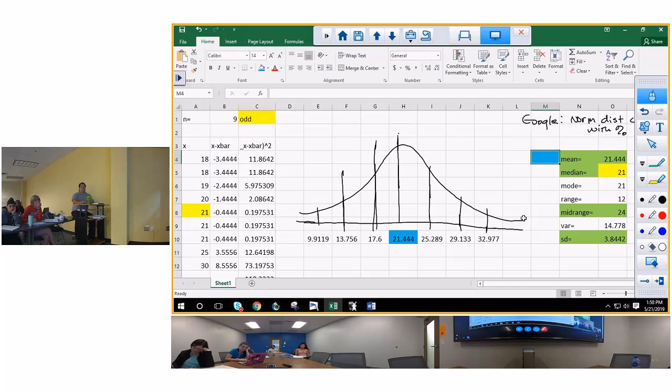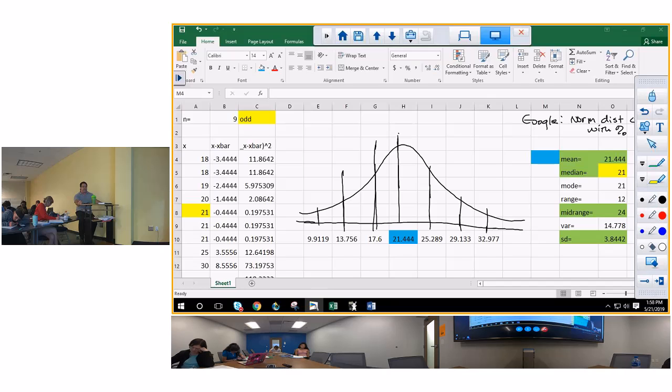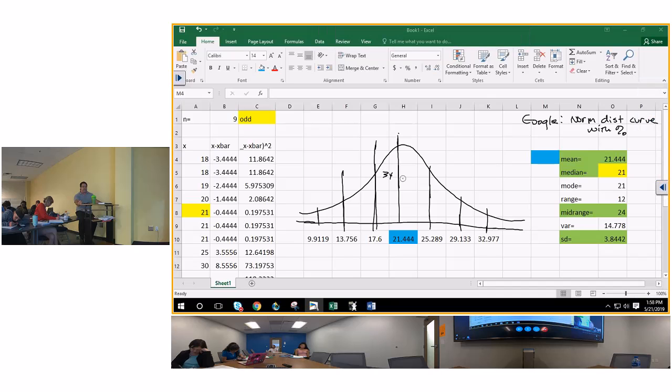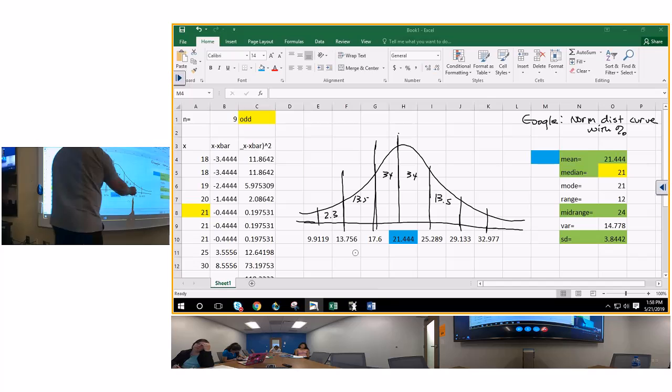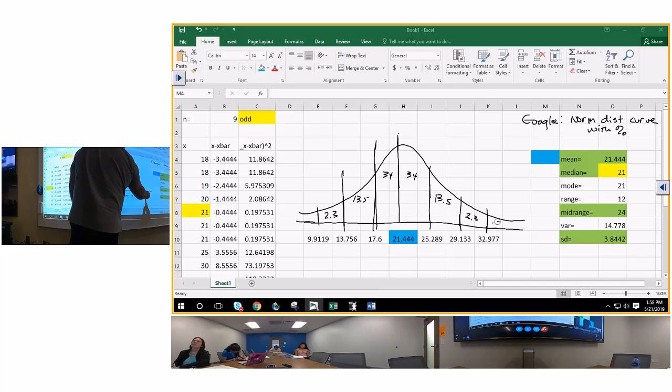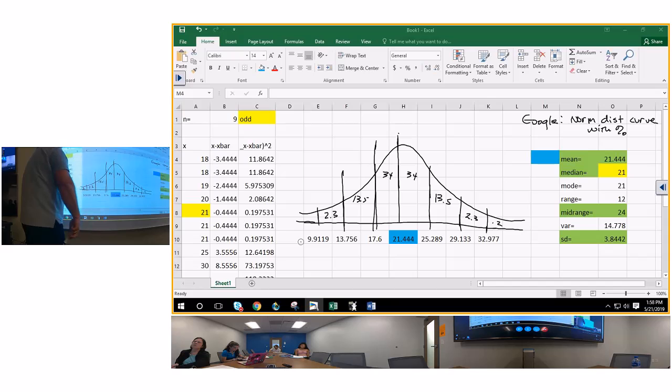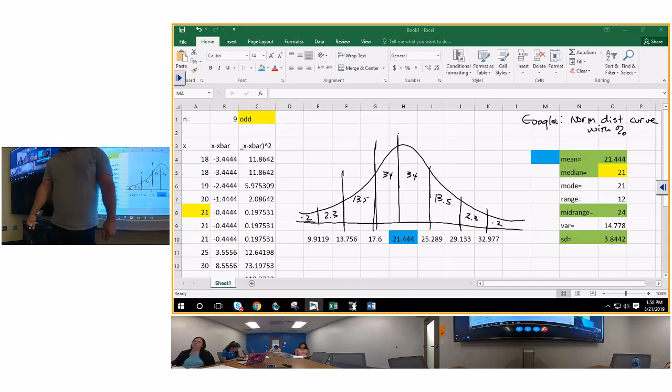The empirical rule. Very, very important. On a scale from 1 to 10, it's an 11. You need to memorize it. You need to know it. The empirical rule states that under normal conditions, normal distribution, this is going to be 34%. This is going to be 34%. This is going to be 13.5. This is going to be 13.5. This is going to be 2.3. This is going to be 2.3. And this is going to be 0.2%. Every time.